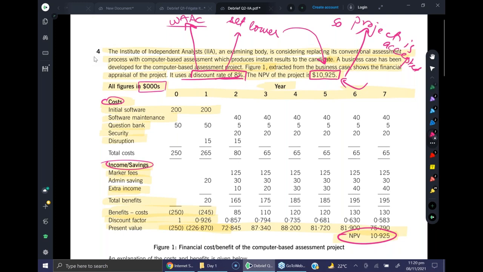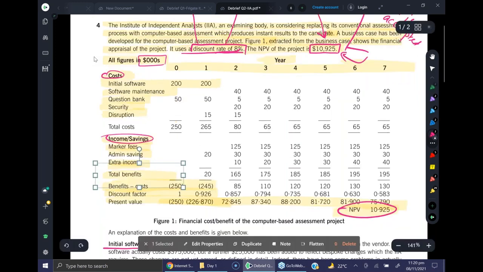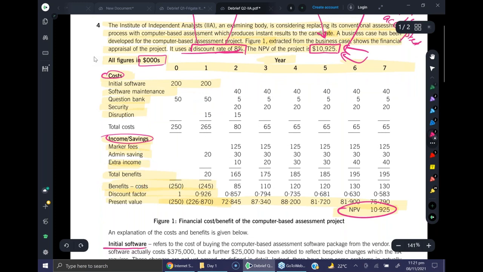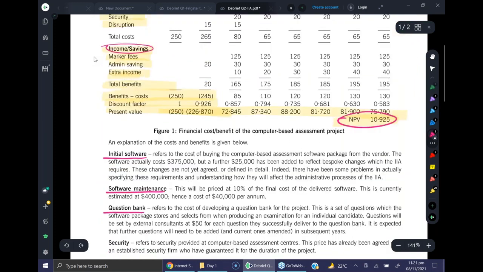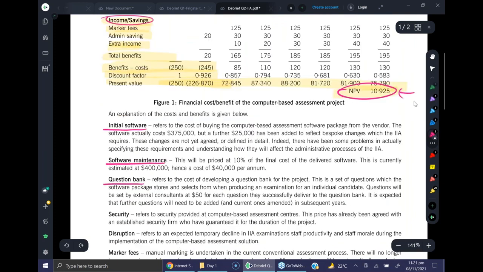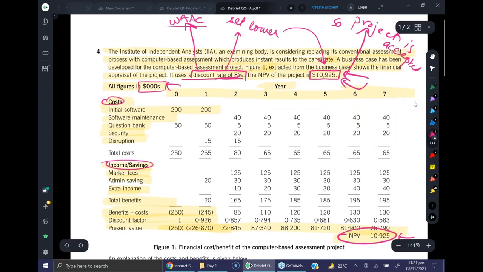No, the NPV is 10,000 only, because this value is not rounded off. The values in the pro forma, look at this figure, 10.925 multiplied by 3 zeros will give you 10,925. Munib, is that clear? It is almost 10,925. Yeah. So I hope this point is clear.